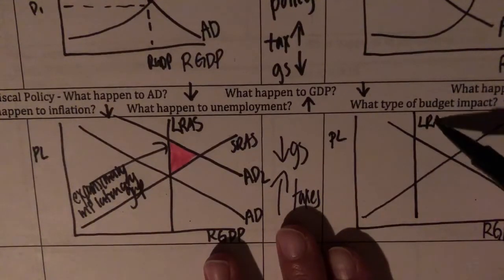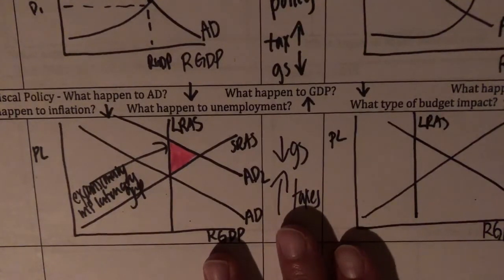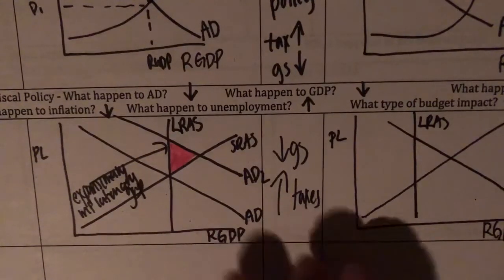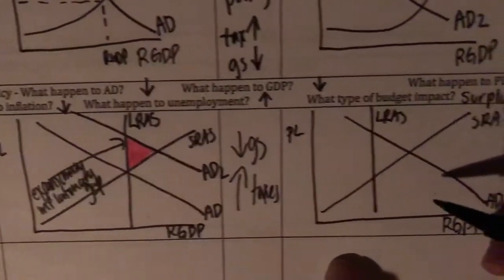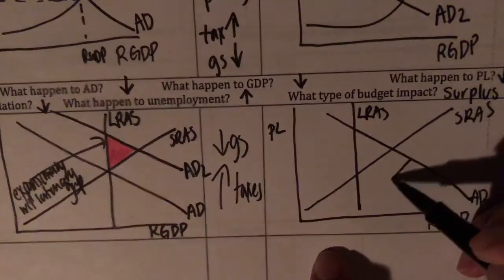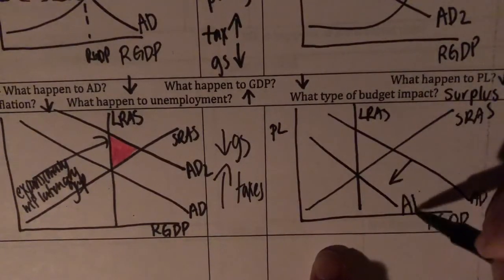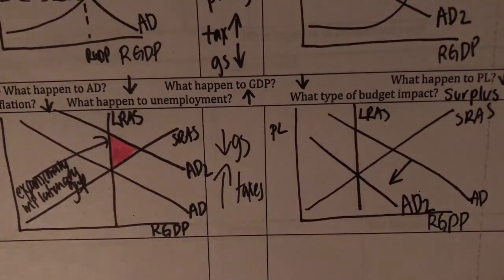Long run aggregate supply. This is my short run aggregate supply. This is my aggregate demand. This is too much inflation, right? Prices going high. This is my inflationary gap. Well, if the government's going to tax people, all of a sudden this aggregate demand curve is going to shift back down, hopefully to get us back to equilibrium. Okay?